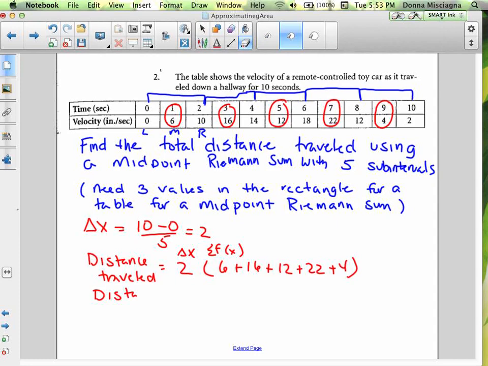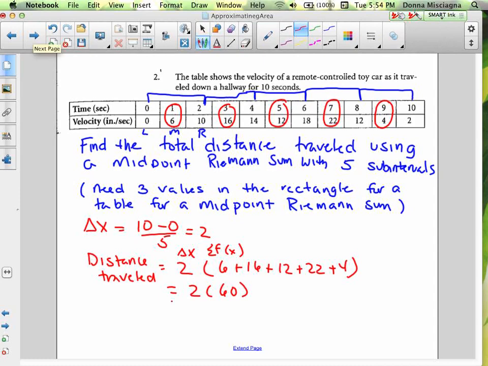Actually, I'm just going to put equals till I get to the end here. Equals 2 times, right, and then that would be, that's the only one I didn't bother to write down, would be 6, 22, 34, 56 and 60, yes. All right, so the distance traveled is 120, and of course the units is inches. So there we go.